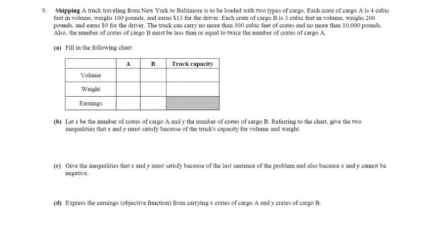So we've got volume and weight to worry about, and we have cargo A and cargo B. For cargo A, it said 4 cubic feet of volume, and it weighs 100 pounds. Earns $13 for the driver, so earnings is $13. And for B, it was 3 cubic feet in volume, 200 pounds, and $9 for the driver, so $9 here.